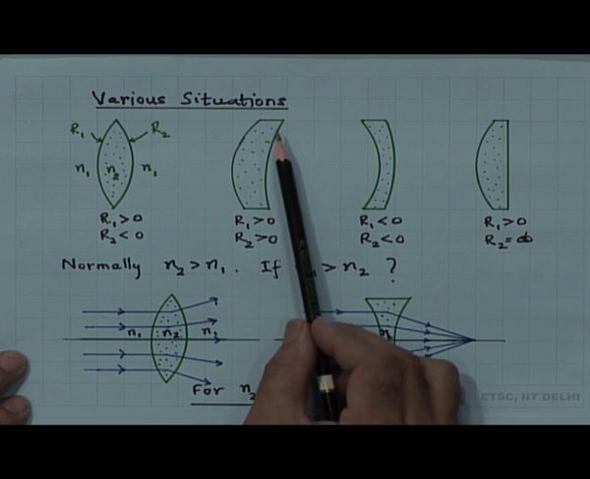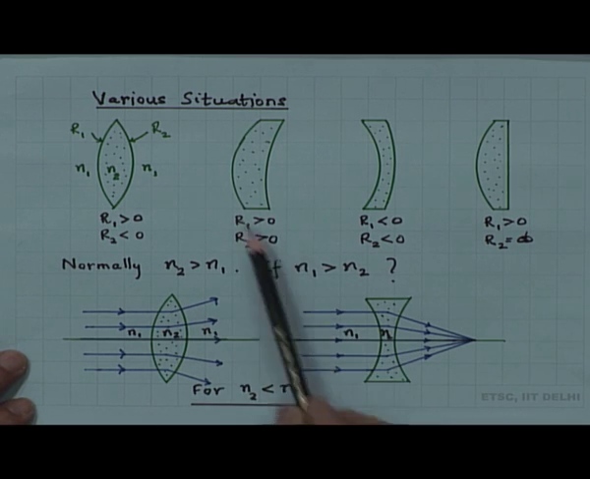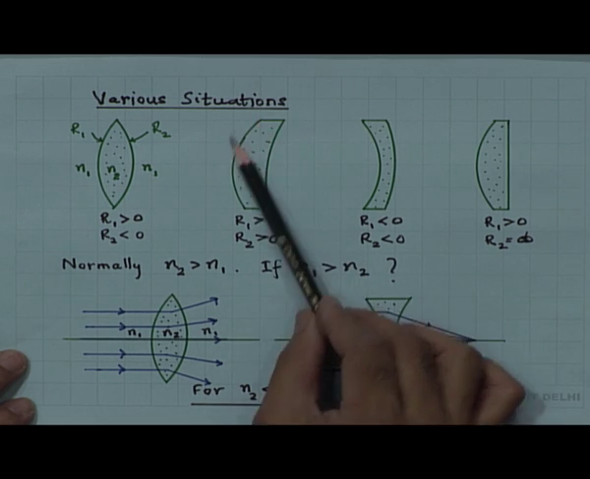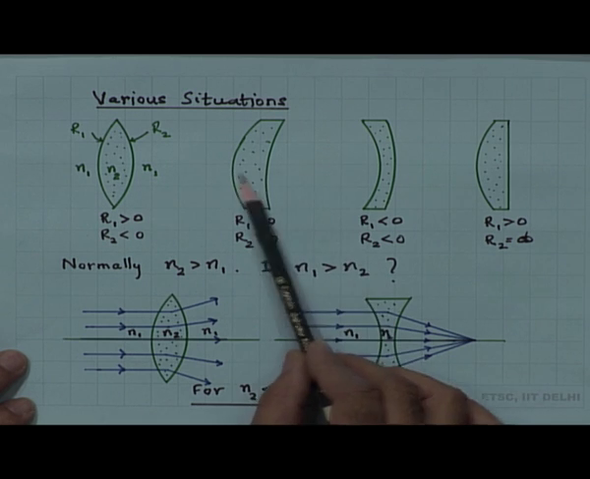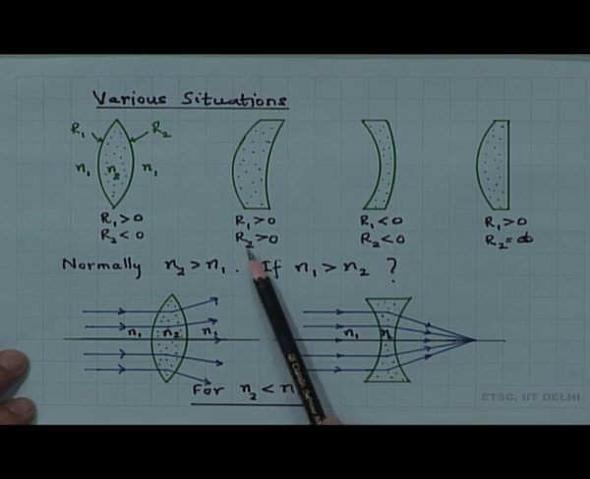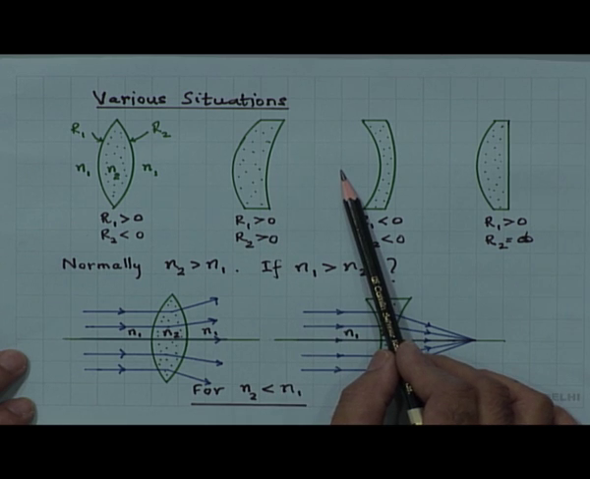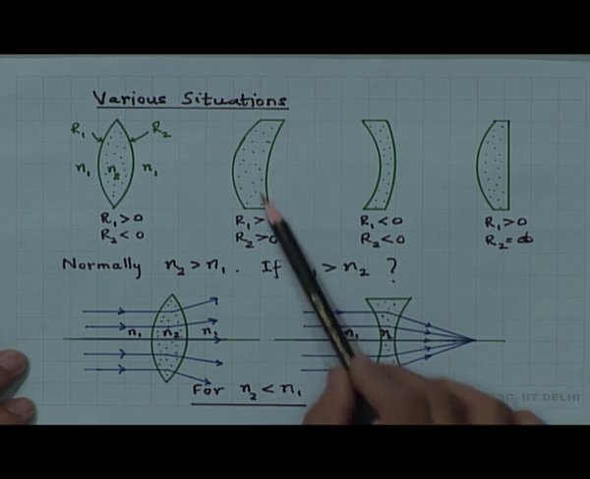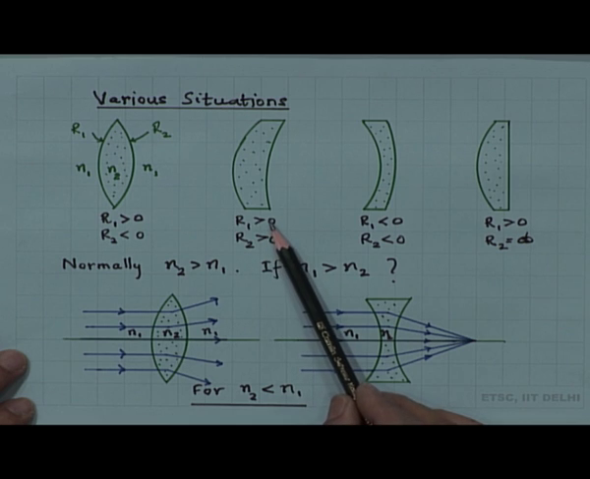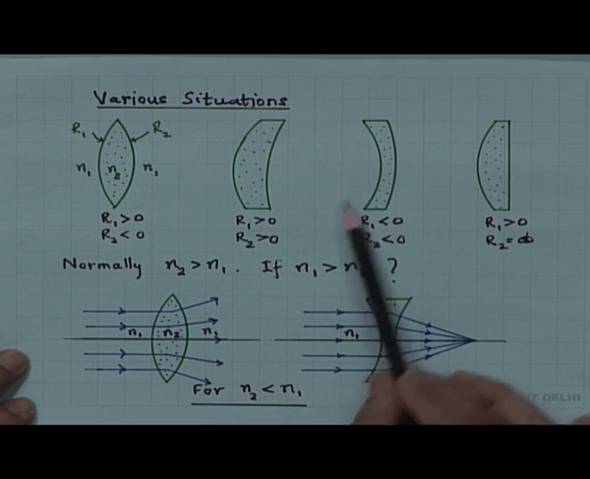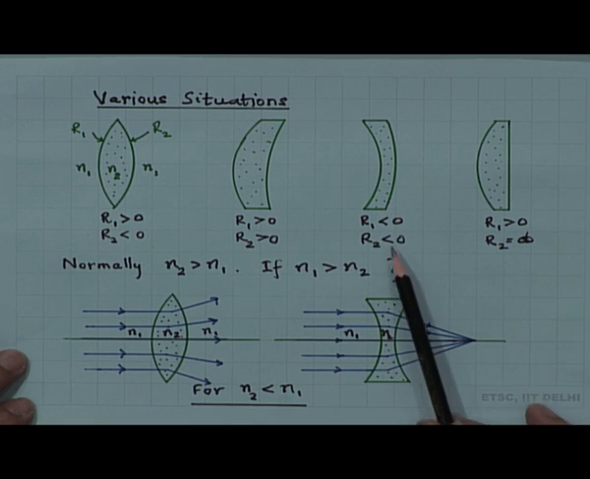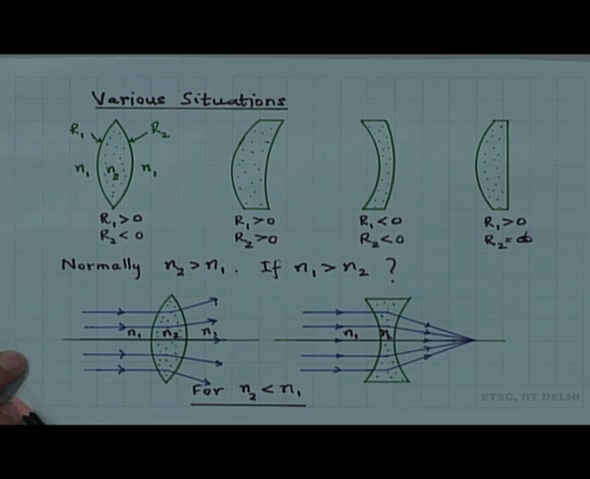There are lenses which are used for special purposes where both of them have a convex surface here. So, r1 is greater than 0, the radius of curvature is on this side, and r2 also has a radius of curvature on this side. r1 may not be equal to r2, but both of them are convex surfaces, and therefore, r1 greater than 0, r2 greater than 0. Both of them could be concave surfaces, in which case r1 is less than 0 and r2 is also less than 0.